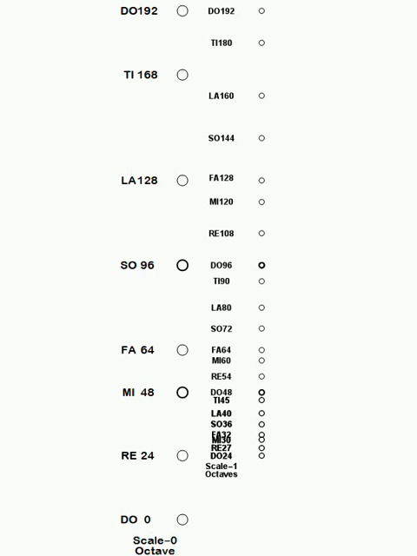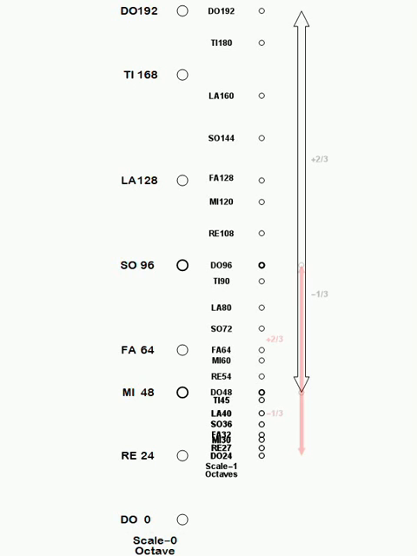Only the scale 1 Dos at Mi 48 and So 96 can both double and halve within these 3 inner octaves. So they are called oscillating Dos and are shown as darker circles. The range of each oscillating Do extends from the Do below it to the Do above it and is shown as a double-headed arrow. The range of the scale 1 Do at Mi 48 is shown as a solid red arrow, and the range of the Do at So 96 as a hollow black arrow.